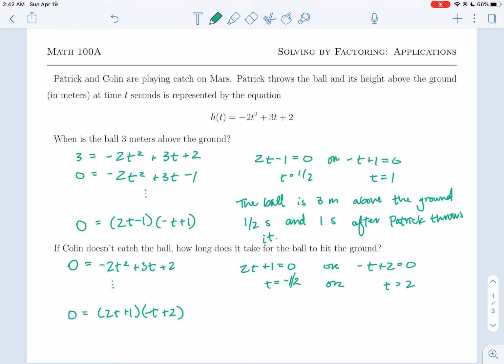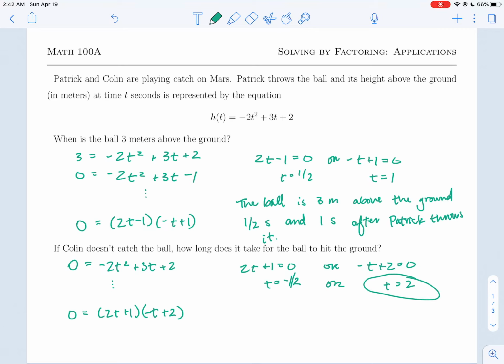Now this time, we're actually not going to use both of those answers. Let's think this through. So it's going to hit the ground at 2 seconds. That makes sense, right? He throws it, 2 seconds later, it hits the ground. But according to our model, it also hits the ground at negative half of a second. But that doesn't really make sense, right? It doesn't make sense to go back in time before Patrick threw the ball.